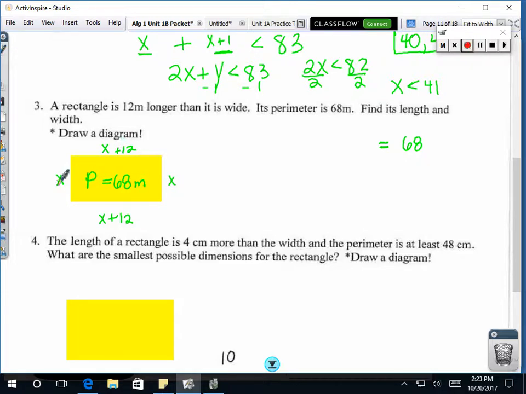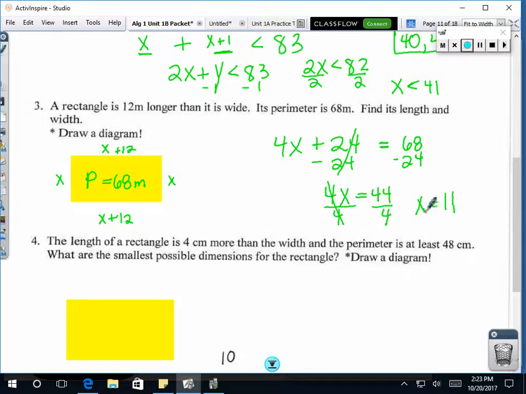Now when I add those up, what do they add up to be? Right, 4x plus 24, because the x's, there's 4 of them, and 12 plus 12 is 24. Now what do I do to solve for x? So now 4x equals 44, and now to solve for x, I divide by 4, so x equals 11.